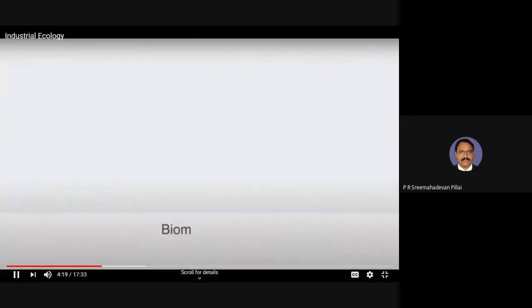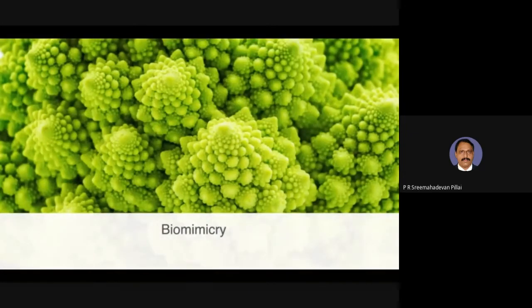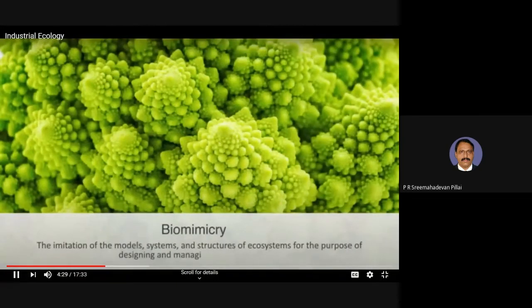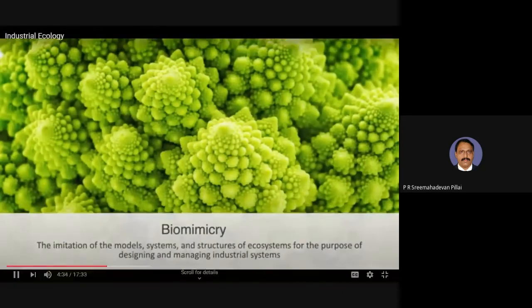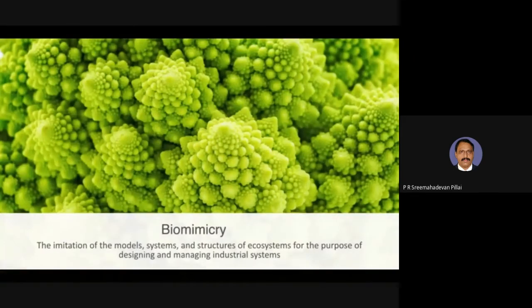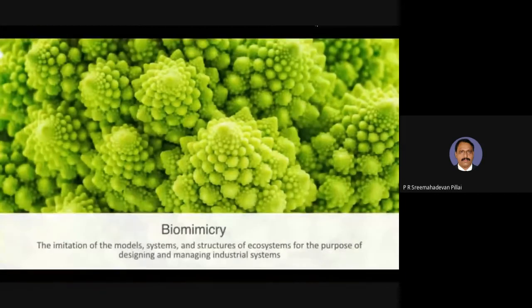Thus, a central idea here is that of biomimicry, where biomimicry means the imitation of the models, systems, and structures of ecosystems for the purpose of designing and managing industrial systems. As such, it is an approach to innovation that seeks sustainable solutions to human challenges by emulating nature's patterns and strategies within ecosystems, natural solutions that have evolved over a prolonged period and have withstood the test of time to prove themselves as sustainable and effective.